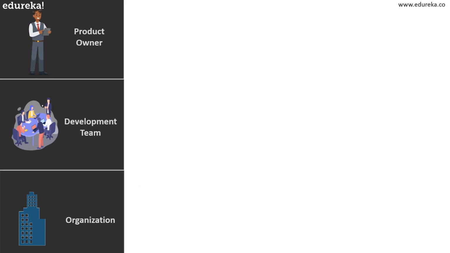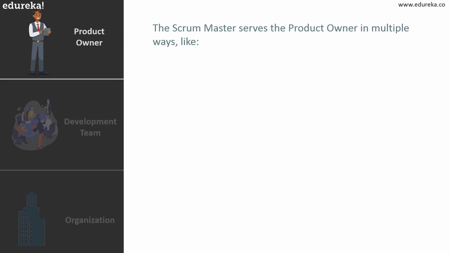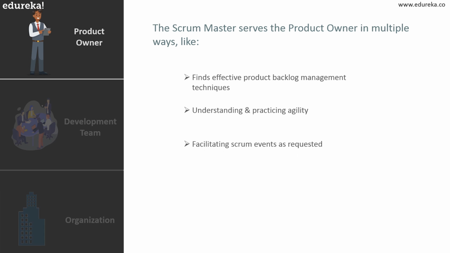First up, we have product owner. Scrum Master serves the product owner in multiple ways. First of all, he helps product owner find effective techniques to manage product backlog effectively. He ensures that the product owner knows how to manage the product backlog to maximize the value of the team and the work they are doing. He also facilitates Scrum events like meetings, reviews, retrospective as and when needed by the product owner.